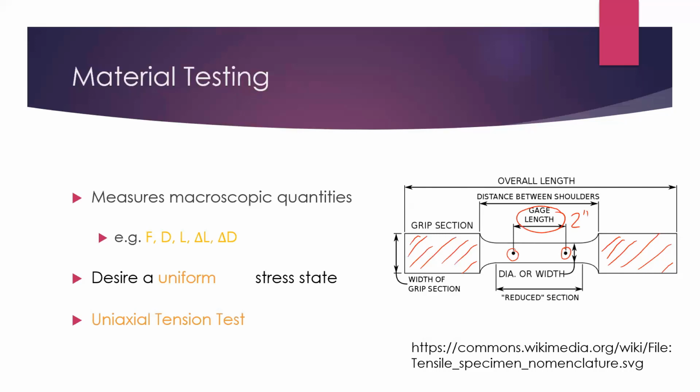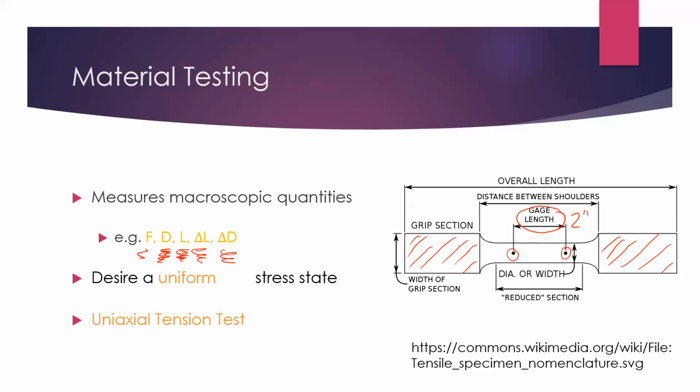So directly from this test, all we can get are average values, right? We're measuring the total load applied, the total distance that it elongates, the initial length, I'm sorry, that D is the diameter. The diameter of the member, we have the initial length and then the amount that it elongates, and then we have the change in diameter. But we only know that change in diameter at the end of the test. We don't measure it in real time as the test is going.